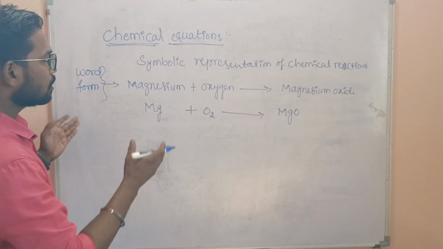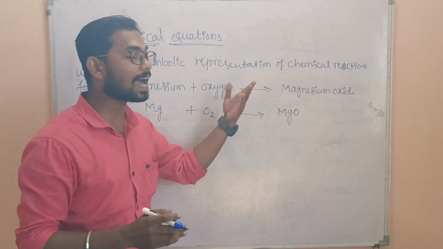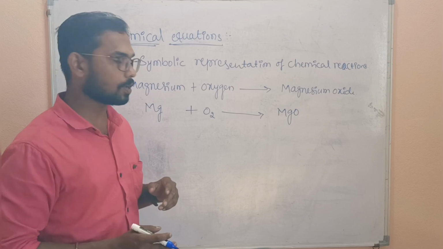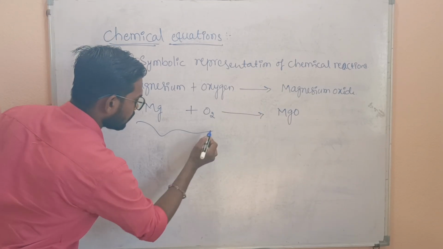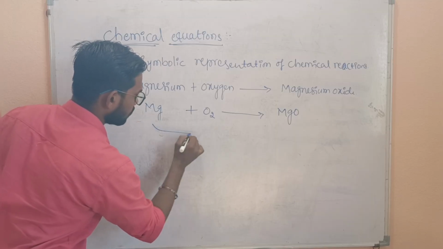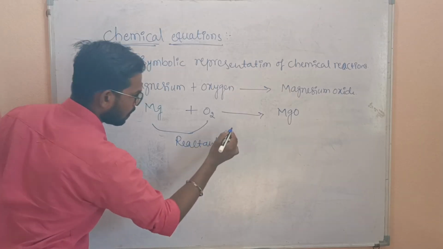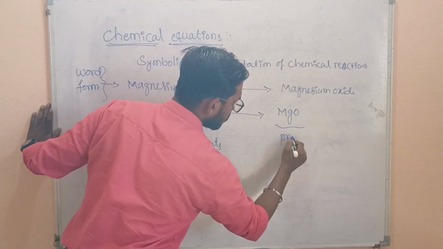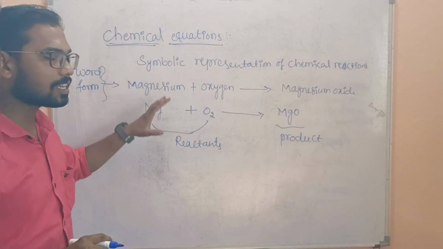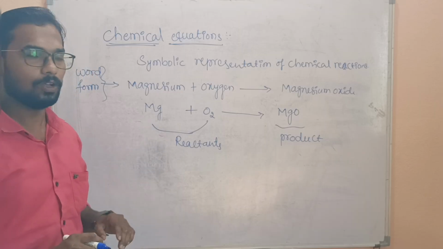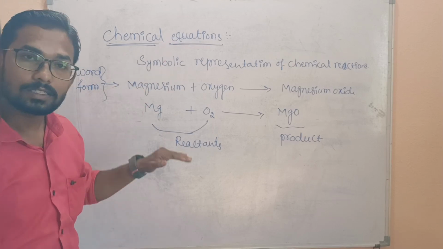Here we can see that the two substances react with each other and form a new substance with entirely new properties. So the products have different properties as well. These substances we are going to call reactants, and this we are going to call the product. In chemical equations, these are very important things that we need to follow: how to write a chemical equation and how to represent it in symbolic form.